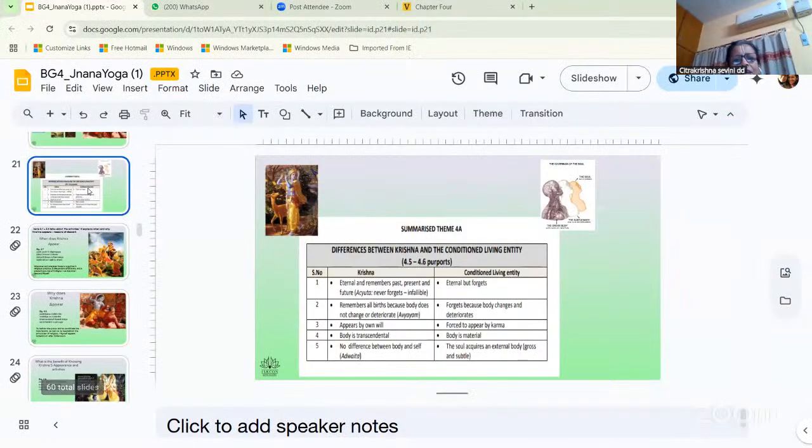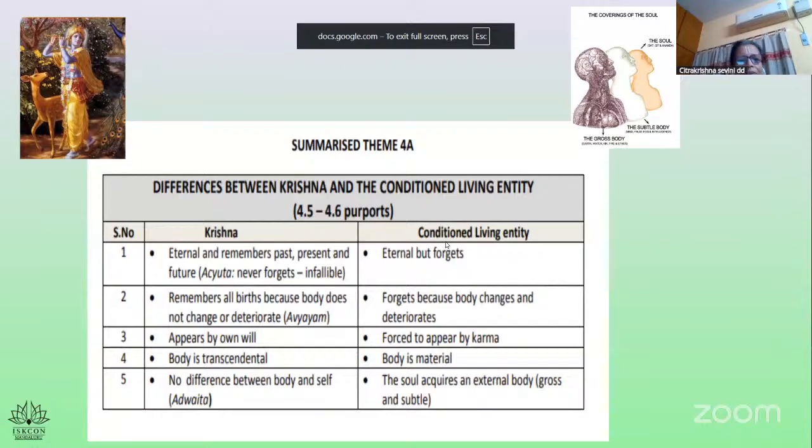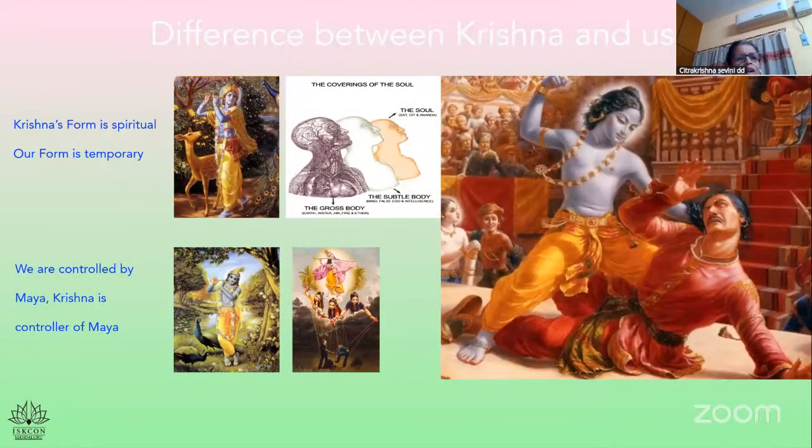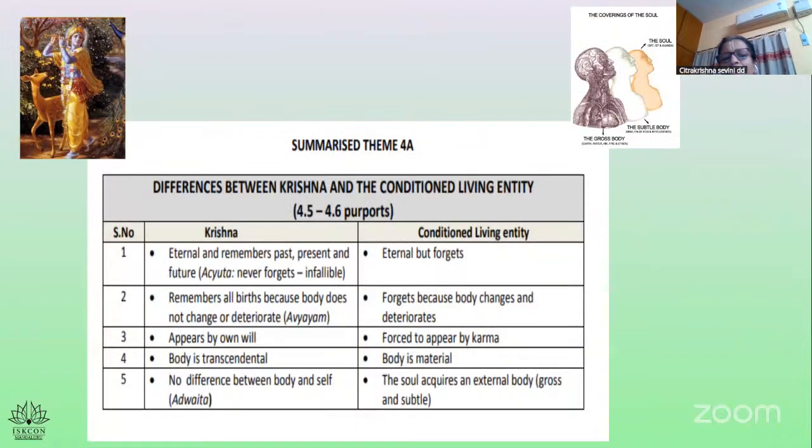So where were we? We have read this already. Then we have read the next also. Have you seen the difference between this? We have already seen, right? Then what is the difference between Krishna and us? Okay, the conditioned living being and Krishna. Krishna is eternal. He knows everything.